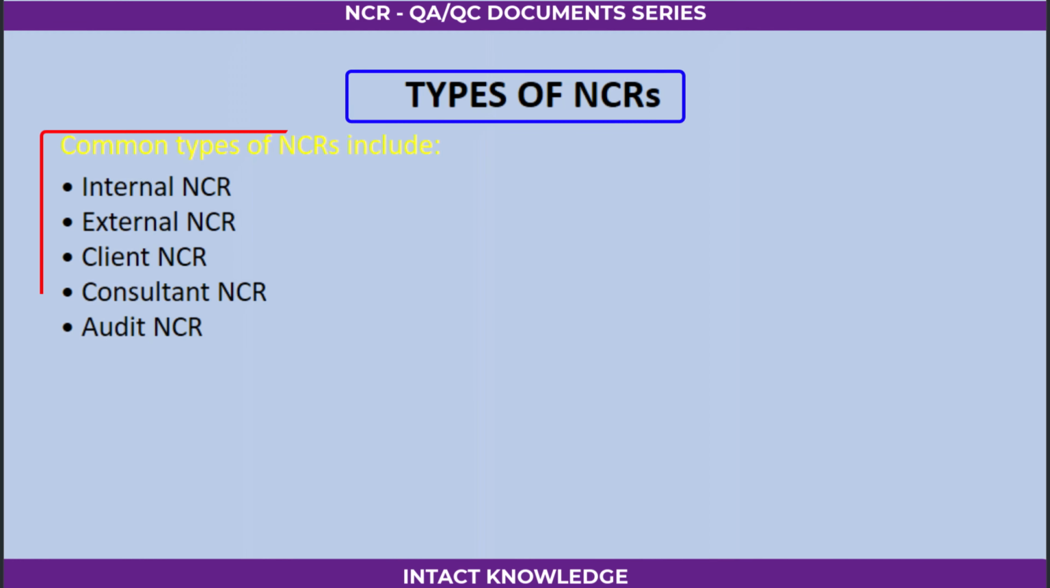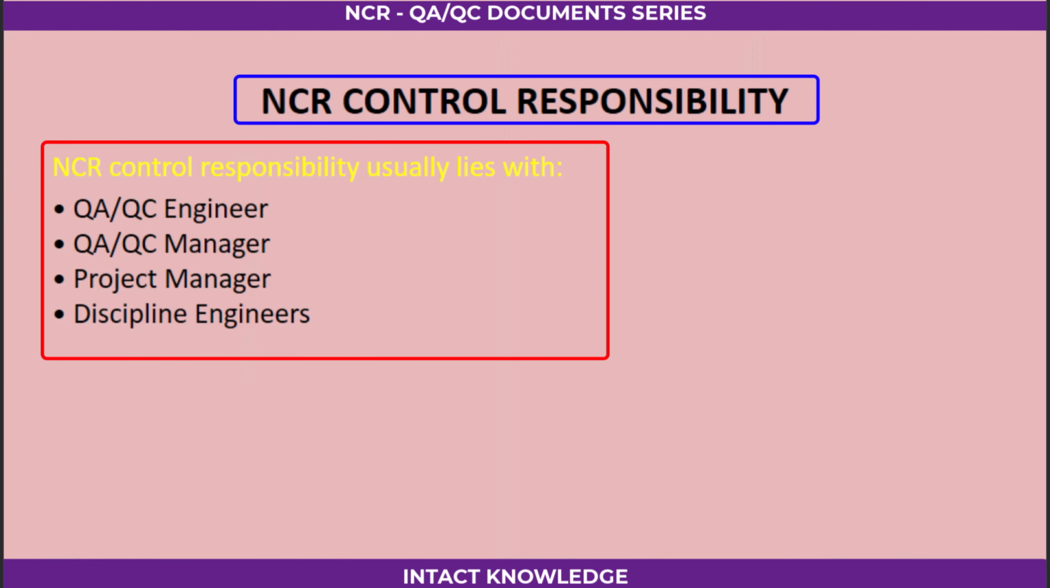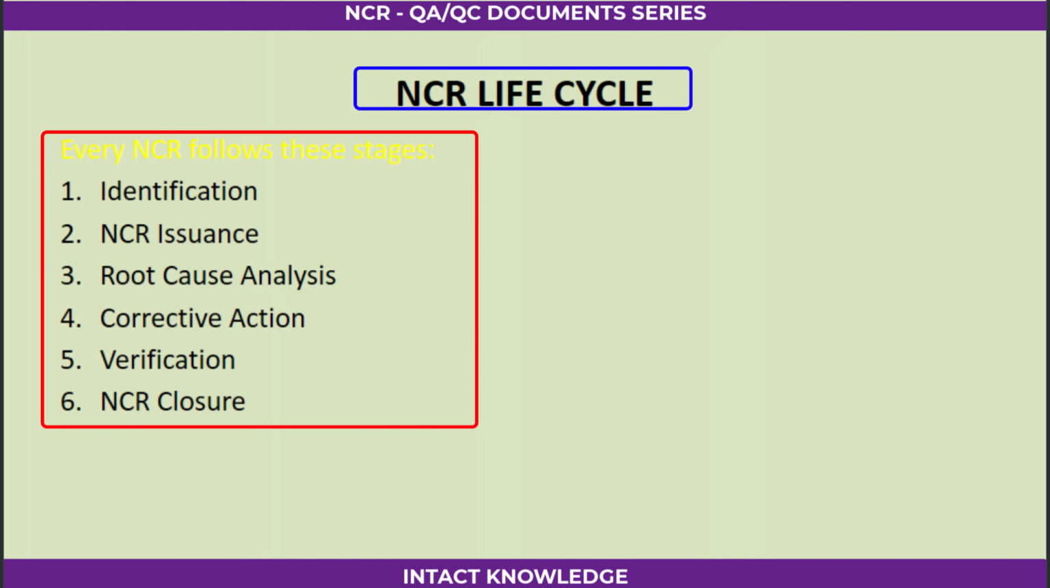Types of NCRs. Common types of NCRs include internal NCR, external NCR, client NCR, consultant NCR, and audit NCR. All NCRs must be controlled in a structured manner. NCR control responsibility usually lies with the QA/QC engineer, QA/QC manager, project manager, and discipline engineers. Roles are clearly defined in the roles and responsibilities matrix. NCR lifecycle. Every NCR follows these stages: identification, NCR issuance, root cause analysis, corrective action, verification, and NCR closure.